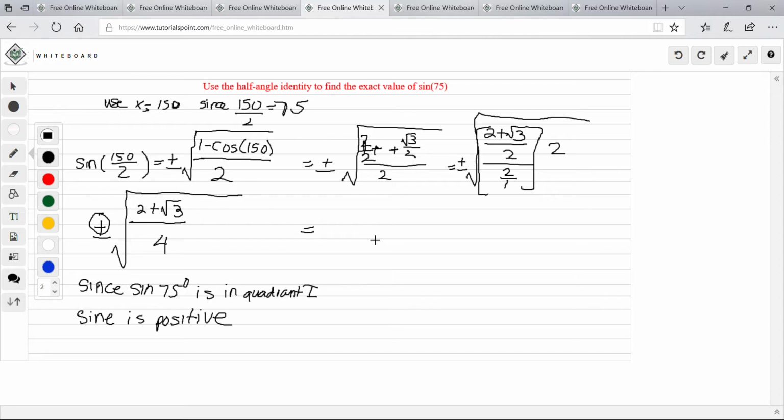So on the numerator, you're going to get a numerator and a denominator. The numerator is the square root of 2 plus the square root of 3, and then the square root of 4 is just 2. And that's your final answer.